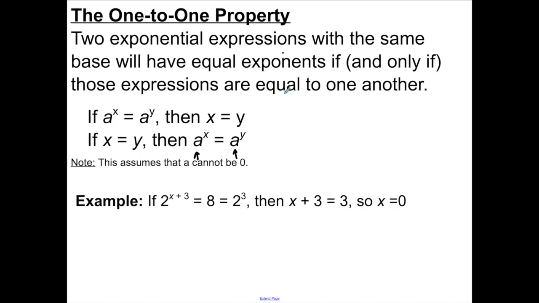So for example, right, let x equal 4 and y equal 4, right? x and y are equal. So is it true that 5 to the power of 4 equals 5 to the power of 4? Yeah, of course, right? These things are clearly equal to each other. 625, 625. Okay, that's an example there. So this is what we call the one-to-one property.